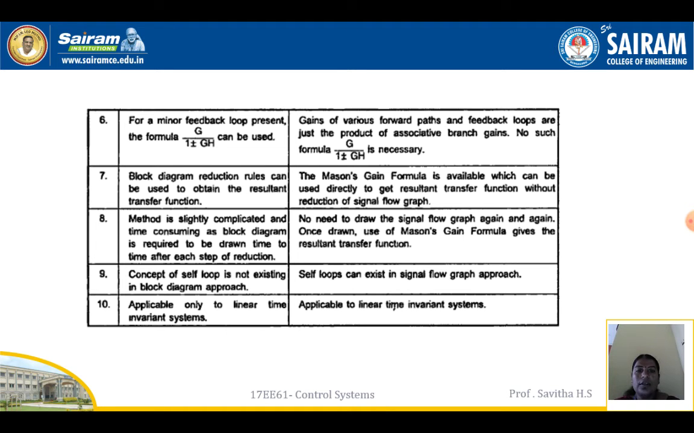No need to draw the signal flow graph again and again. Once drawn, use of Mason's gain formula gives the resultant transfer function. The concept of self loop does not exist in the block diagram approach. Self loop can exist in the signal flow graph approach. Block diagram is applicable only to linear time invariant systems. Signal flow graph is also applicable to linear time invariant systems.